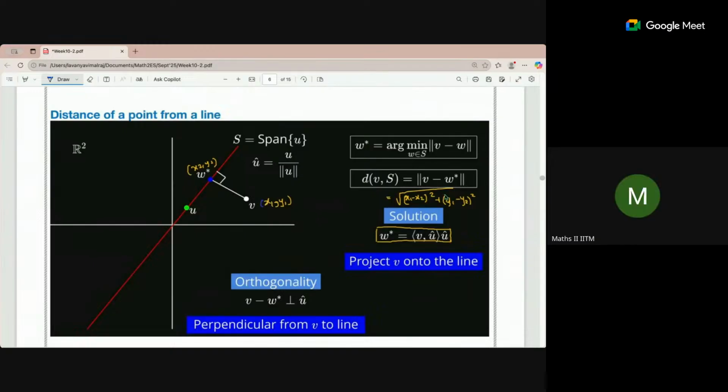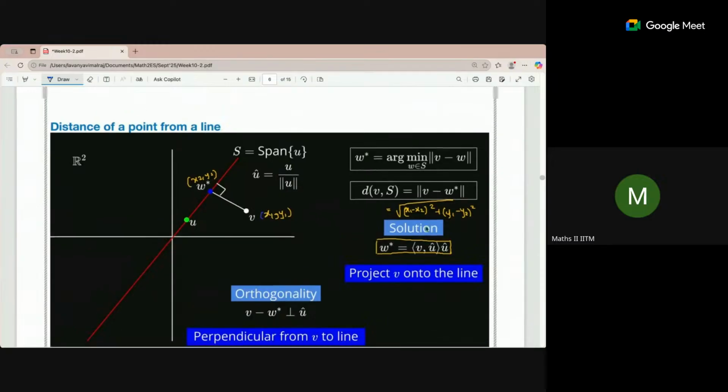Yes. Okay. Now, how do you obtain this w star? You know that this is the formula, but how do you obtain it? w star can be obtained simply by taking the inner product of v and u hat, times u hat. This is where you use the property of inner products with cos theta and all that. Yesterday Tanzil was mentioning the exact same thing.